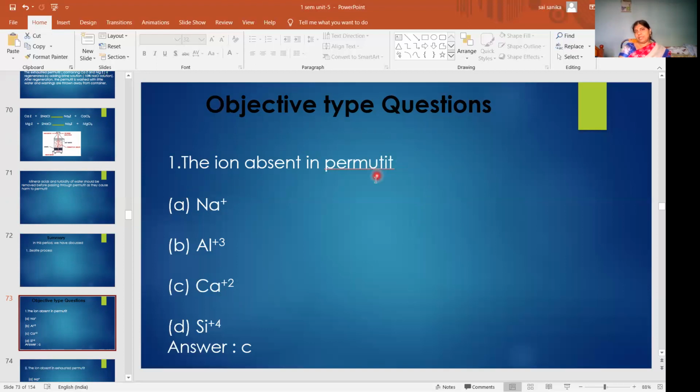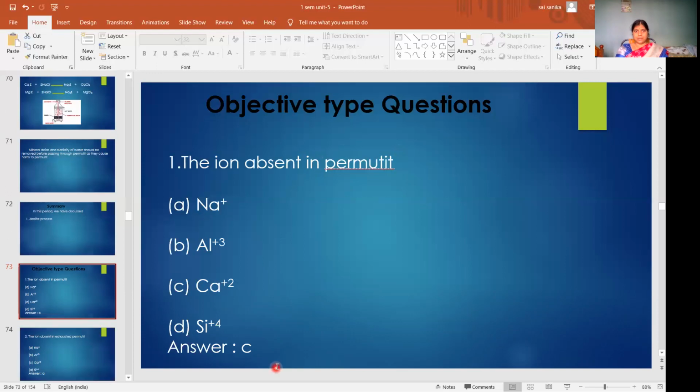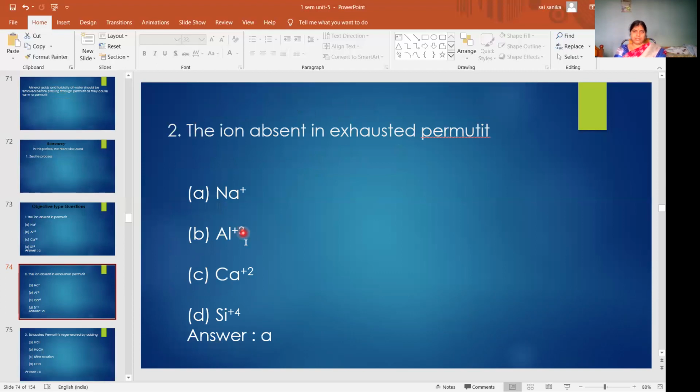While preparing, while studying, you have to concentrate on the formula also, that zeolite formula. Similarly, you can answer this type of objective type questions. Ca2+ ion is absent in permutit. This type of questions is important for your entrance exam. Very simple questions only you will get in the entrance.